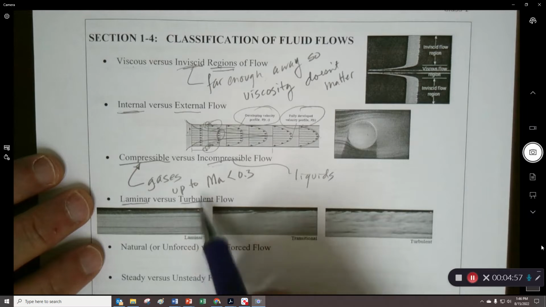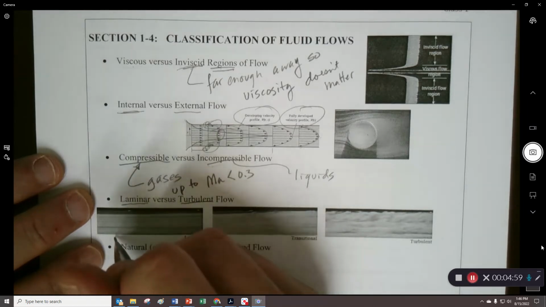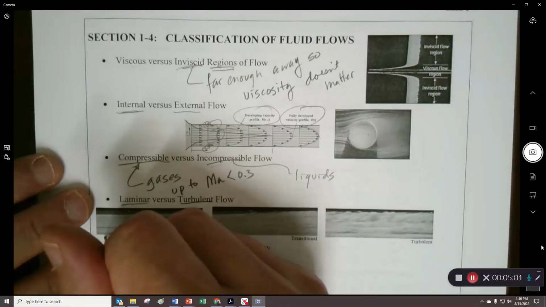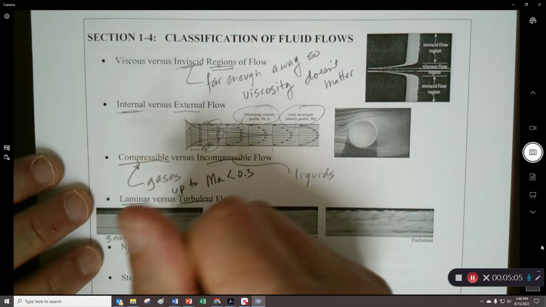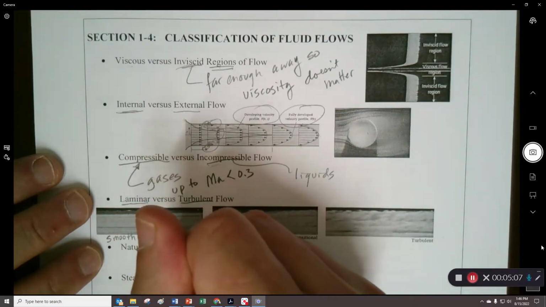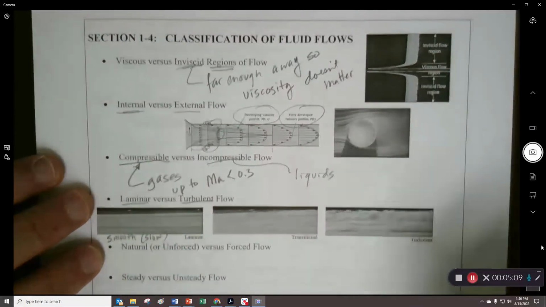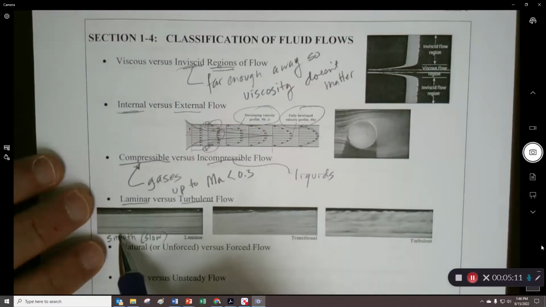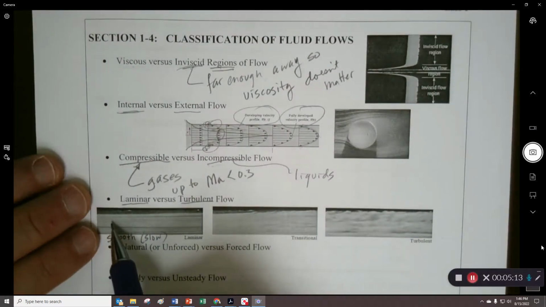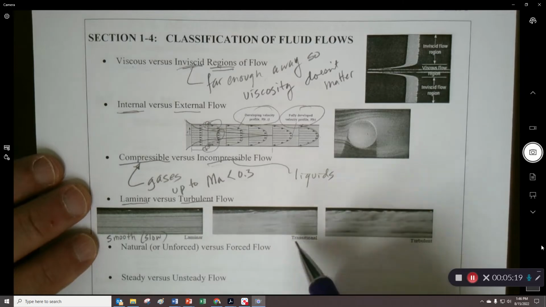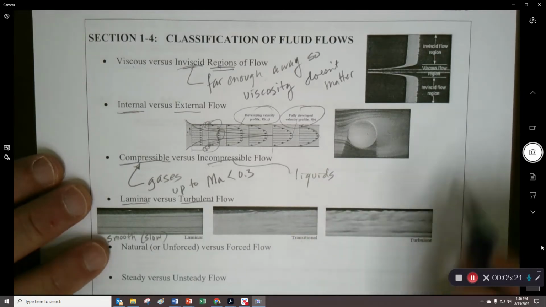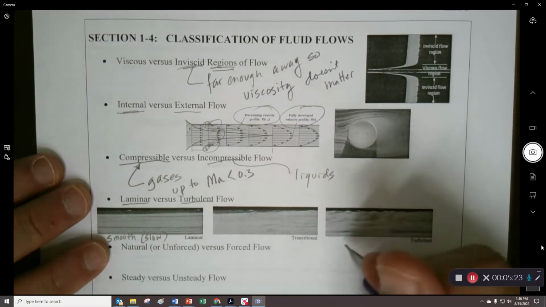The definition of laminar, you might want to think of as smooth. Basically it's going to be slow. A laminar flow is when things are moving very slowly and smoothly. We also have a transition. On the other end of it, we have turbulent, which you could think of as chaotic.